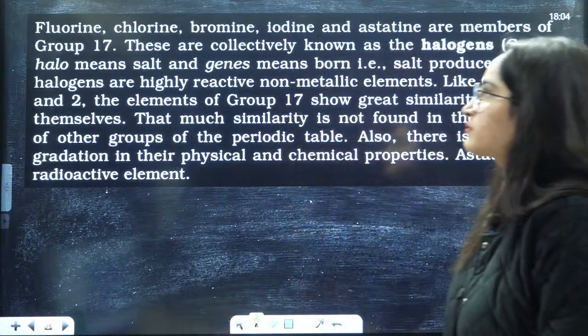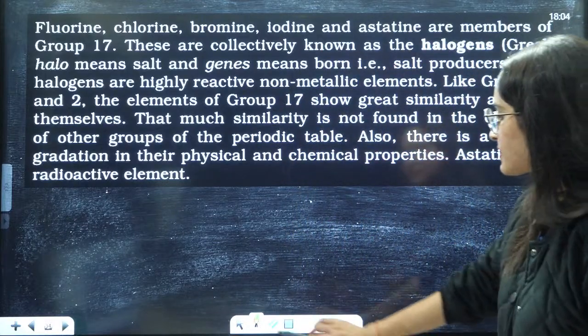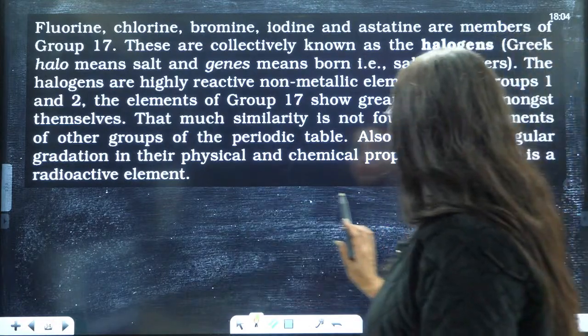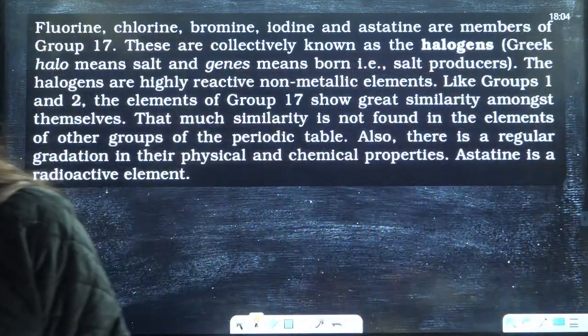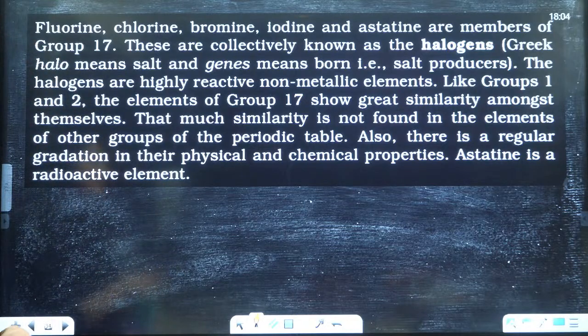Okay, guys. Now we are going to start with group number 17, right? Is that clear to everybody? Is there any doubt till here?